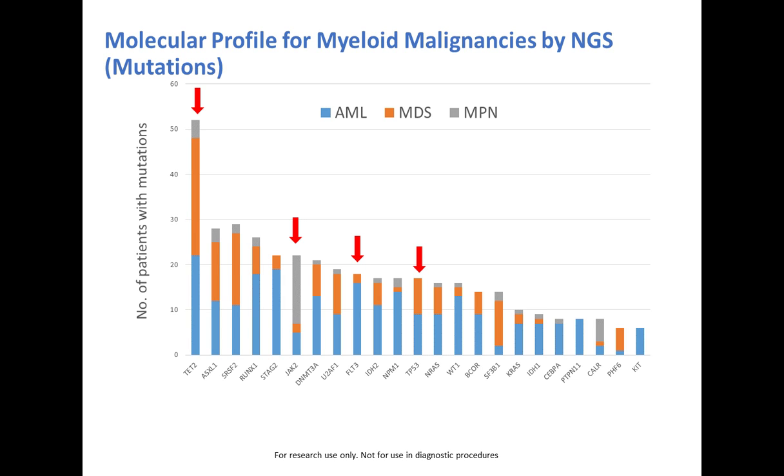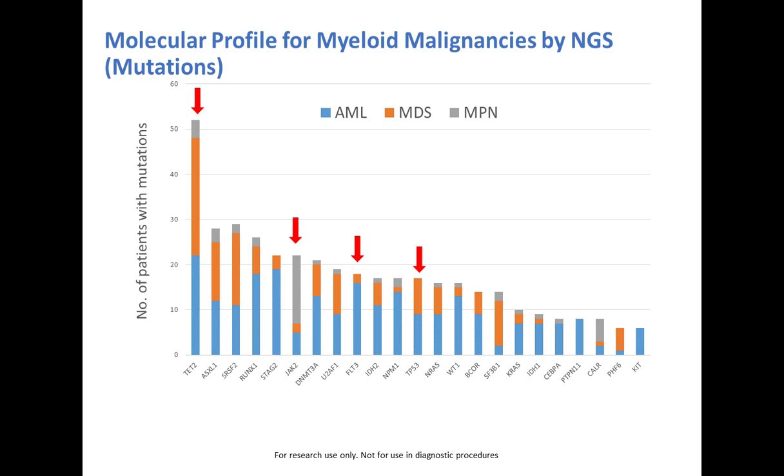Next, I'm going to show you the molecular profile for myeloid malignancies by NGS in terms of the mutations. On the x-axis, these are all the genes, and the y-axis stands for the number of patients with mutations. So the highlighted area for the top one mutation is from TET2. You can see most of these mutations are from MDS patients and also from the AML patient, very rarely from the MPN patient.